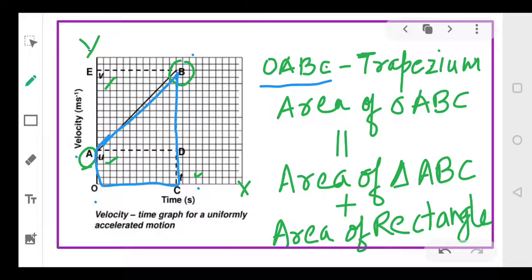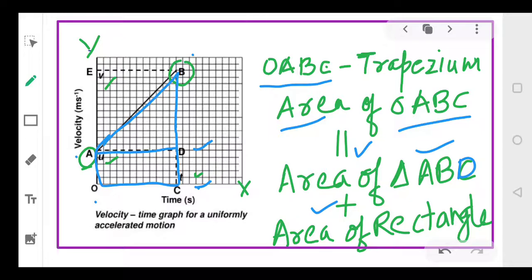Now we want to calculate the area of this trapezium. So the area of trapezium OABC will be equal to the area of triangle plus area of rectangle, isn't it? AODC is a rectangle and ABD is your triangle. So area of trapezium is equal to area of triangle ABD plus area of rectangle OADC. Right, everyone? Is it clear?